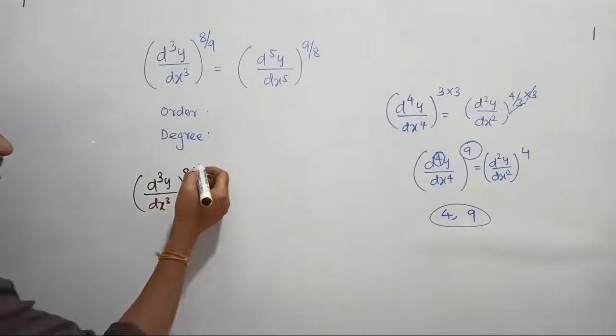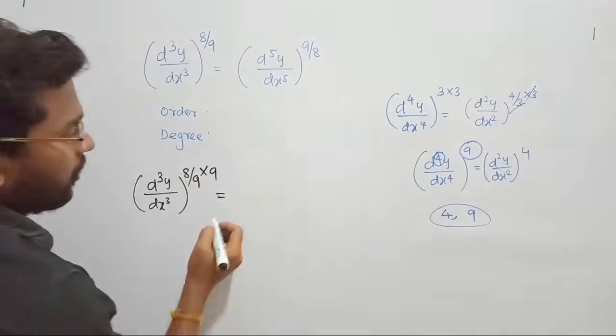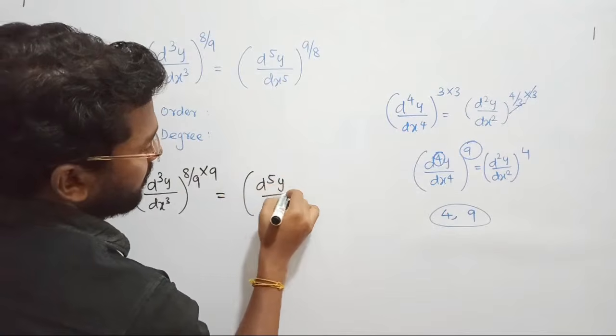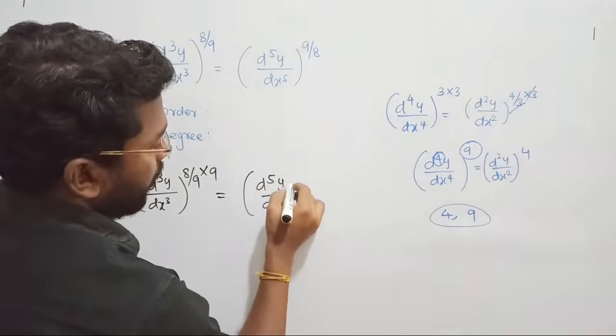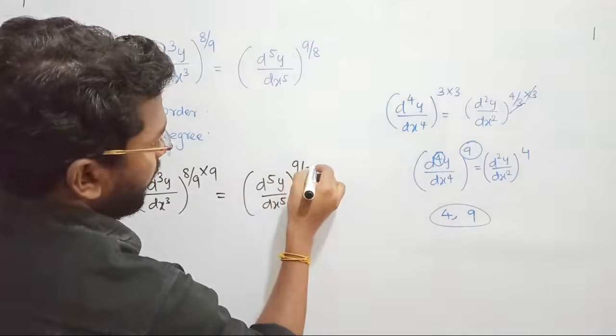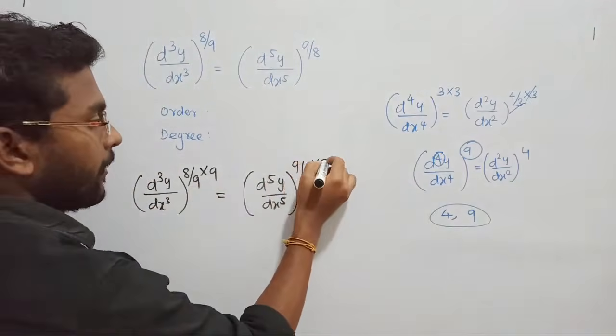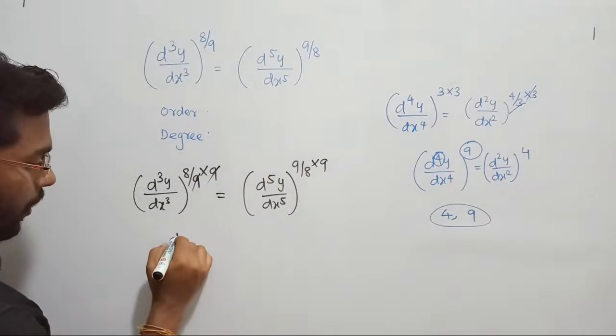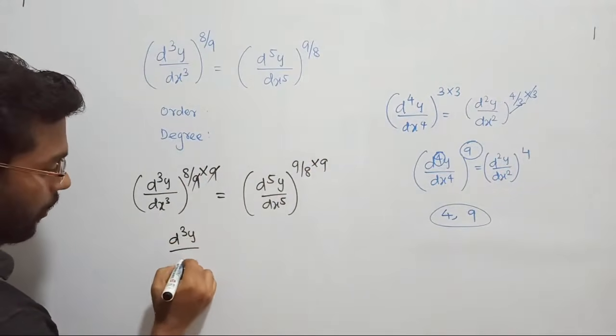I will have to cancel this 9, so multiply it by 9, right? Raising power 9 in the sense both sides you will have to multiply it by 9. That's very important, right? (dx power 5) whole power 9 upon 8. Since you are raising the power as 9, the 9 gets cancelled here. But what happens? The problem is 9 cube y upon dx cube.